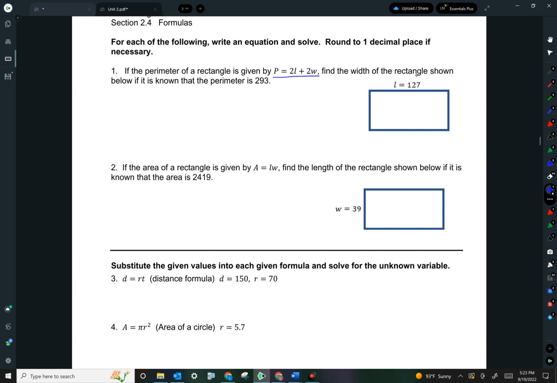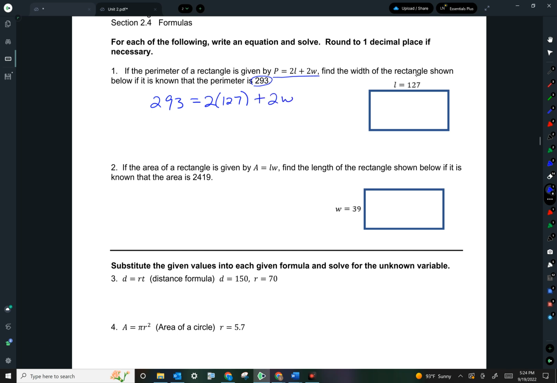And so what I suggest to students is we're just going to plug into this equation. So I'm going to put in 293 for P, which is perimeter. So 293 equals 2 times L. And if you look over at the picture, we know that L is 127. So 2 times 127. And then to finish out the equation, we're going to say plus 2w.